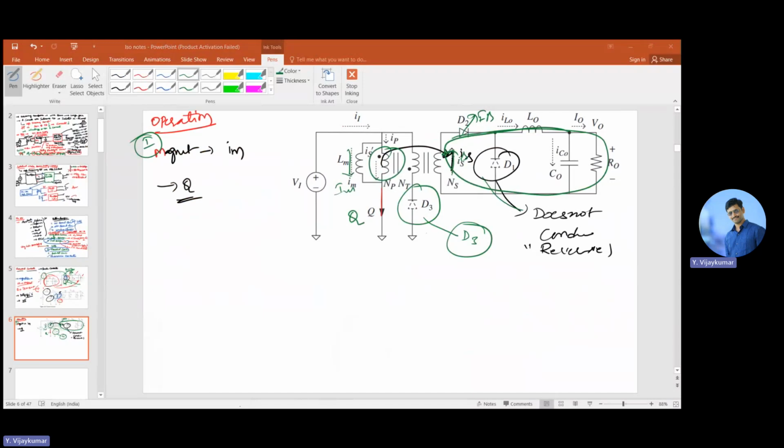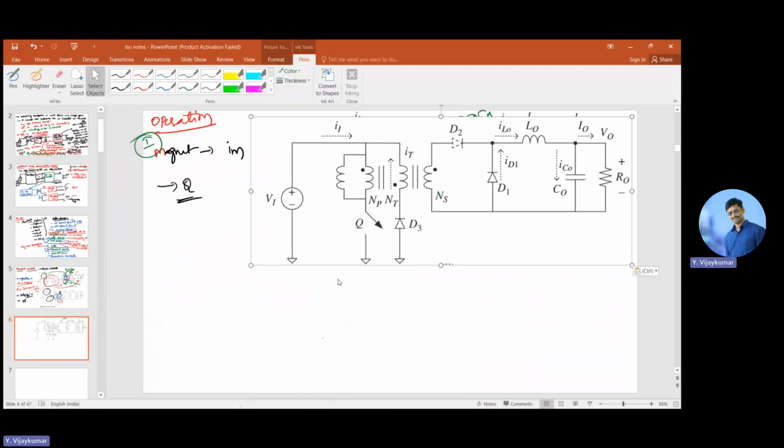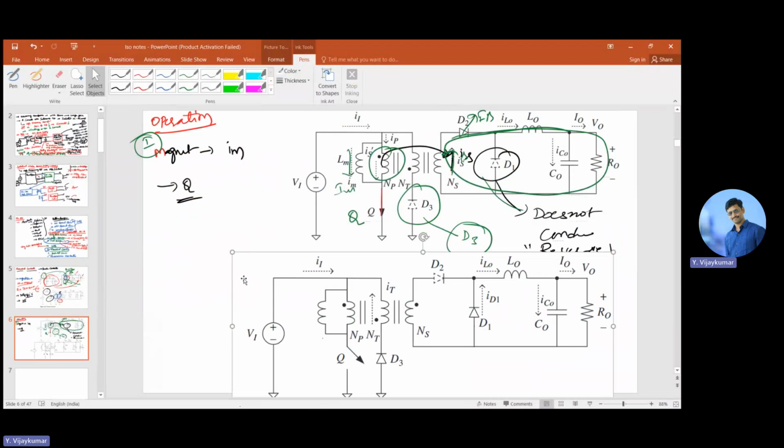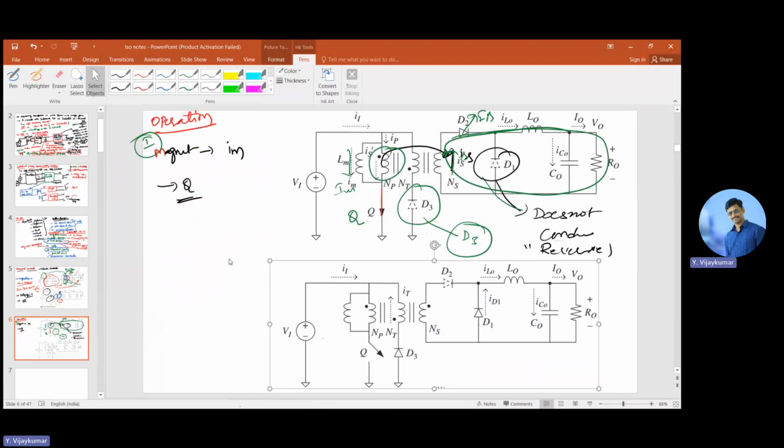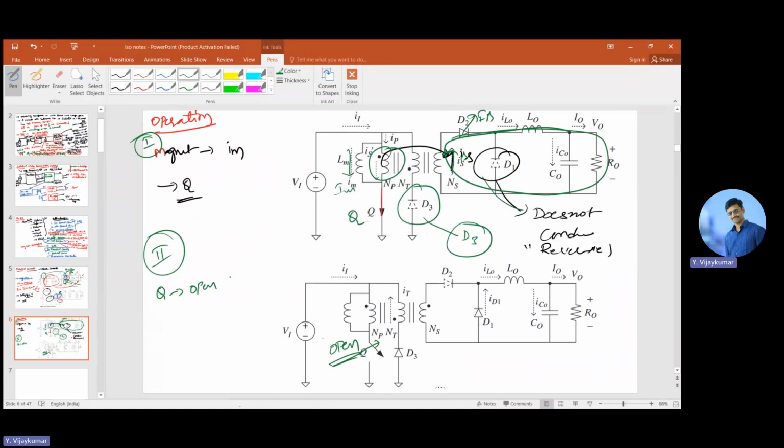Now, if we talk about mode 2, how does it act? In this mode 2, I simply turn off the switch. So this is how the circuit looks in mode 2. In the second mode of operation, the switch Q is open circuited. When the switch is open, Q is not conducting.